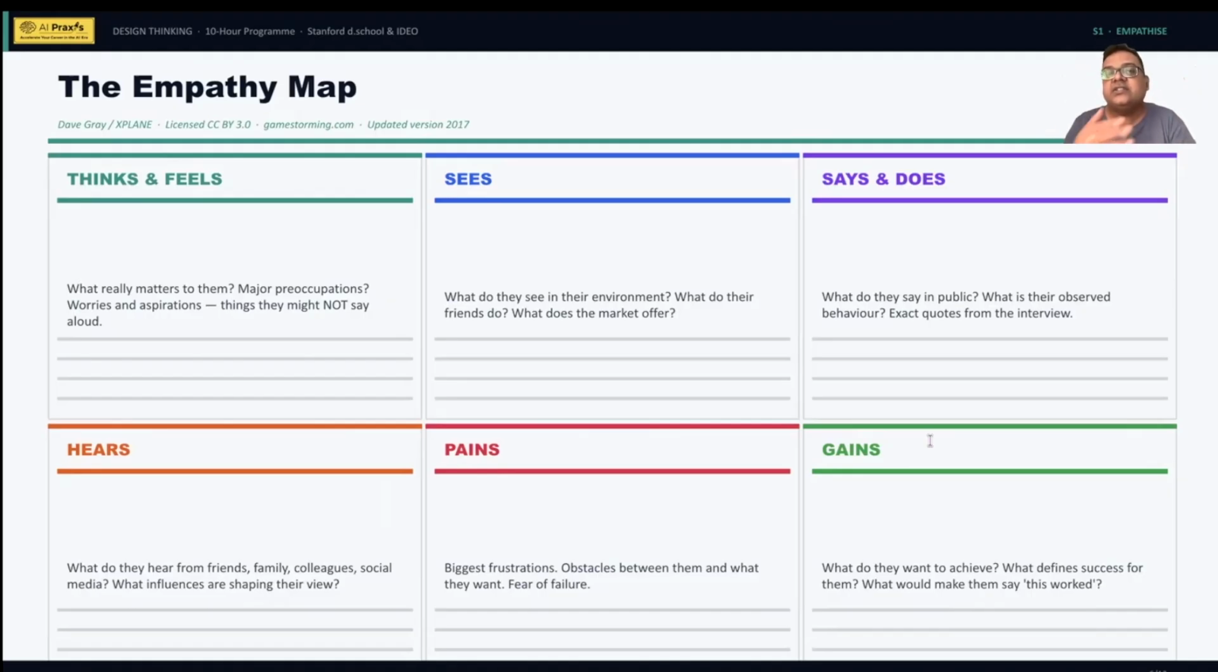And the last one here is gains. So your user gains. Here, finally, what does success look like for the user? What are they trying to achieve? What would make them say, yes, this solved my problem? Don't define success from your perspective, define it from their perspective. For one user, success may mean saving time. For another, it may mean feeling confident. For someone else, it may simply mean reducing stress. Different users measure success differently, and that's why empathy comes first.